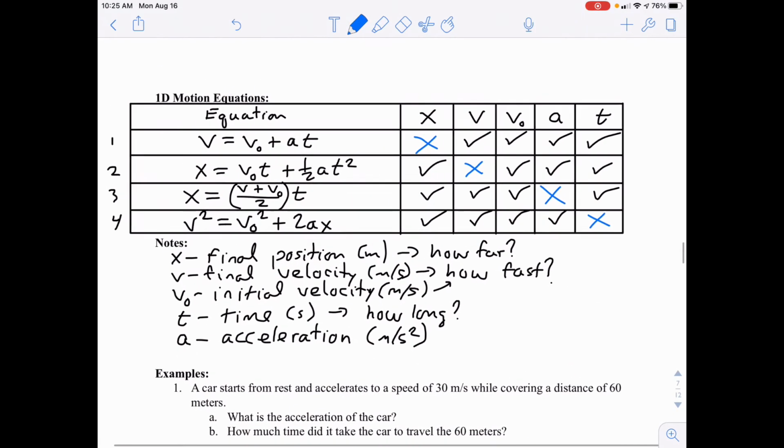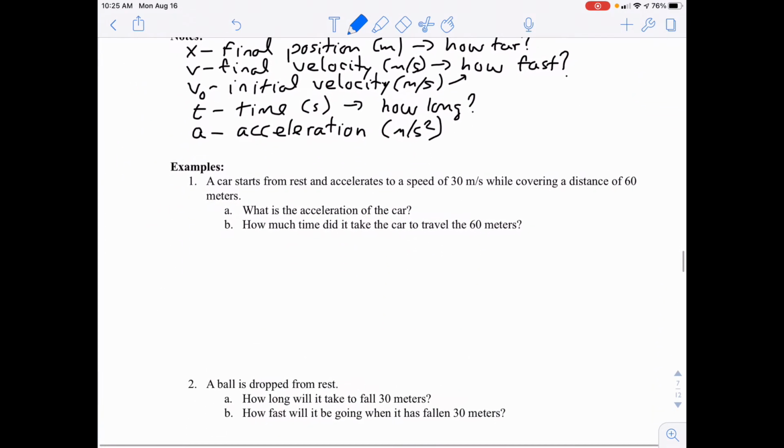Again, we're going to refer to the equation by numbers. A car starts from rest and accelerates to 30 meters per second while covering a distance of 60 meters. Part A, what is the acceleration of the car? Part B, how much time did it take to travel the 60 meters?